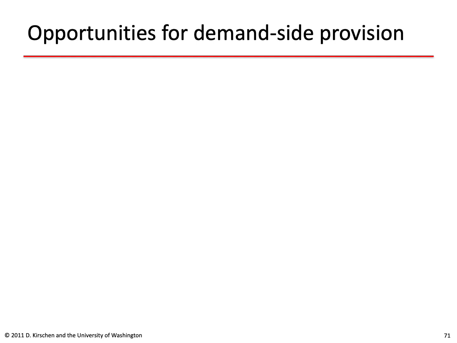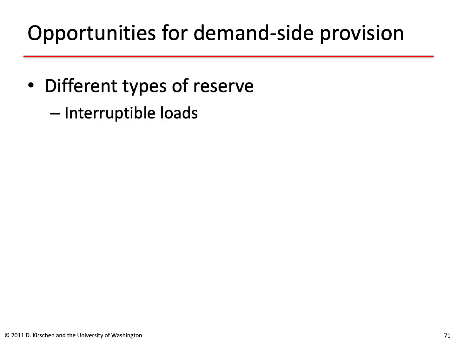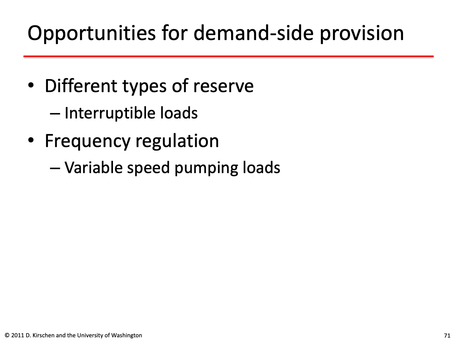Now, what are the opportunities for the demand side to provide ancillary services? Well, the demand side could provide different types of reserves in the form of interruptible loads. It might also be able to contribute to frequency regulation, particularly if you have power electronics-based variable speed pumping loads, where you could make the load react to the frequency.